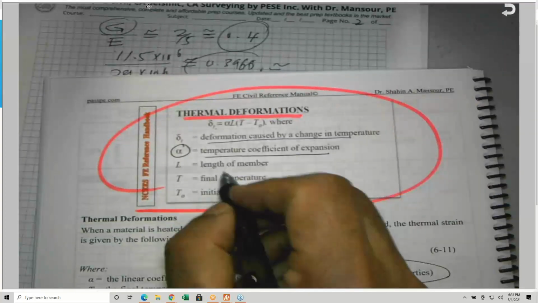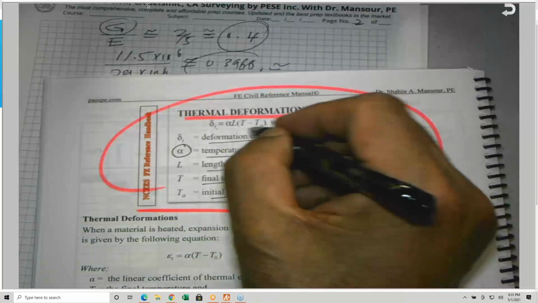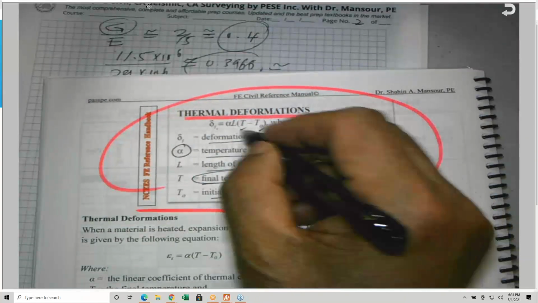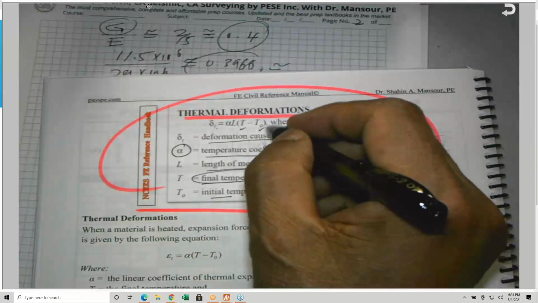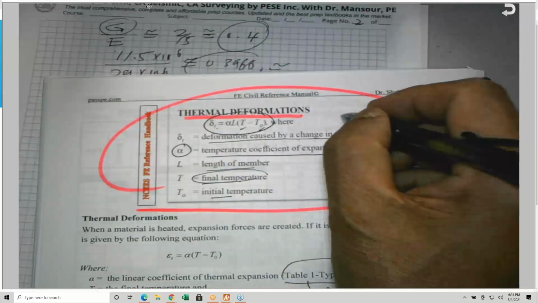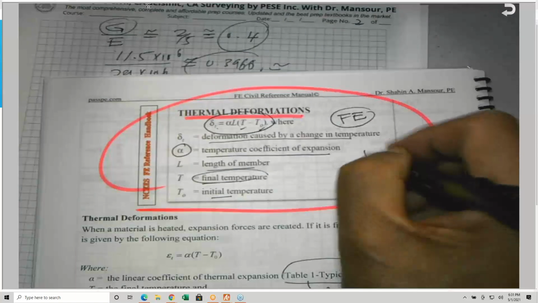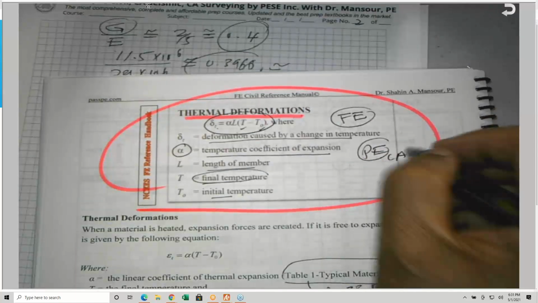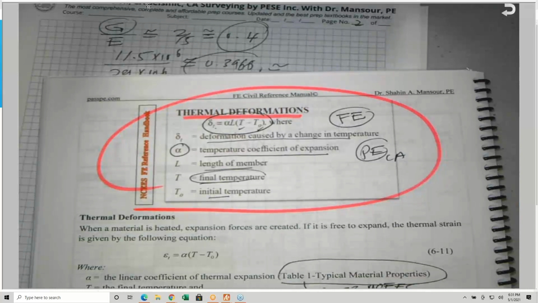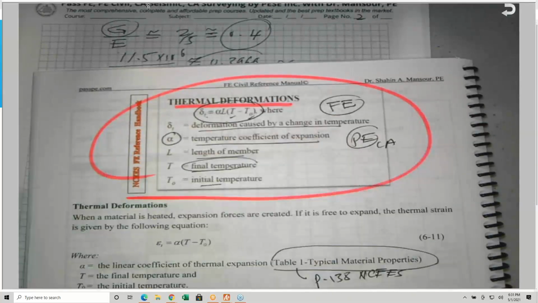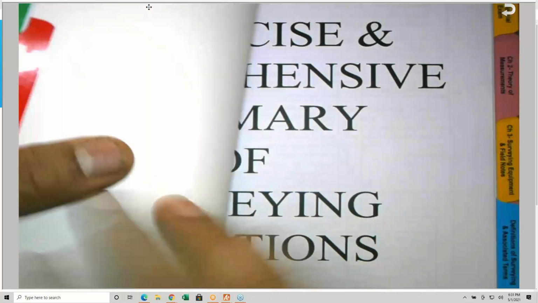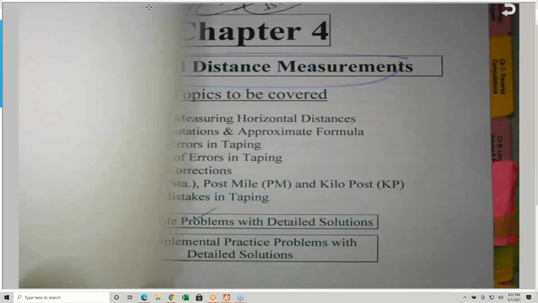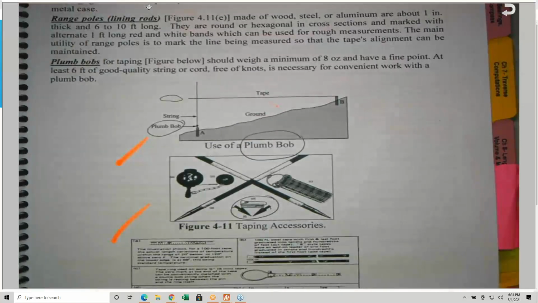So L is the length, T is the final temperature, and T sub O is the initial temperature. Amazingly, you are going to see this equation later on after you finish your FE and go to the PE in California. They need a surveying exam and a seismic exam. In my surveying books, 4 books for surveying for California, you'll find in chapter 4 that you will be amazed this equation is there.